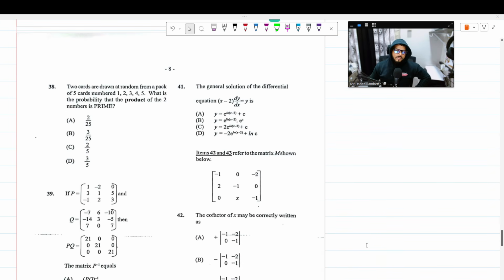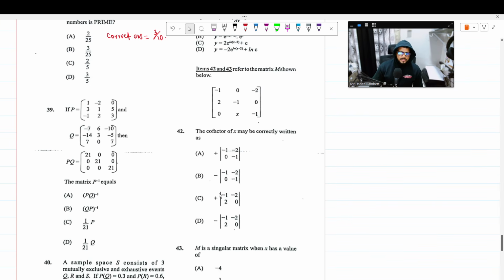38. Alright, so same story again. They change the answer in the previous year and then they come back and give you the same stupidness in this year. This has no accurate answers. The correct answer is 3/10. What's the probability that the product of 2 nodes is prime? Yep, 3/10.